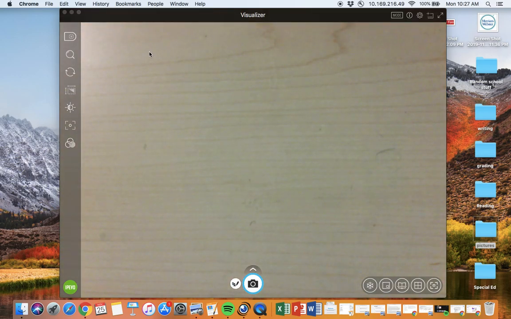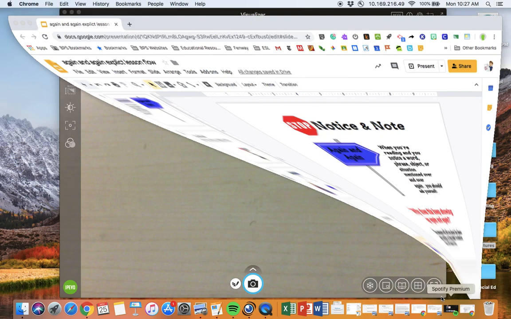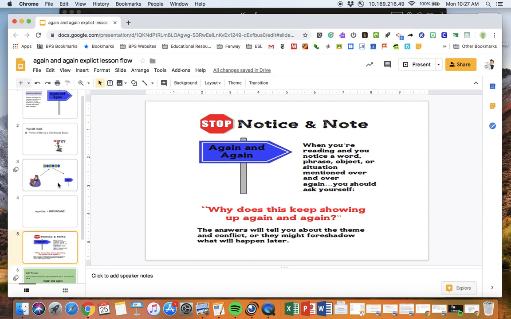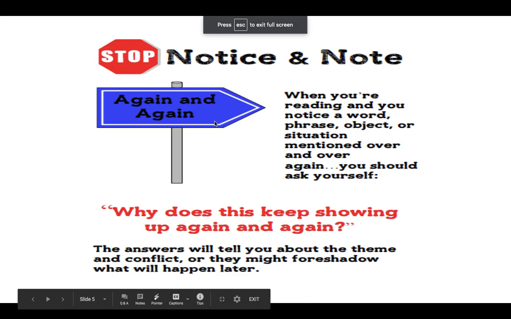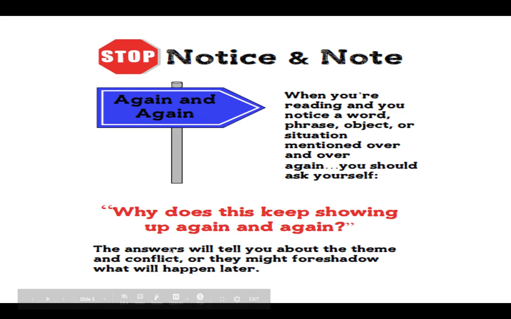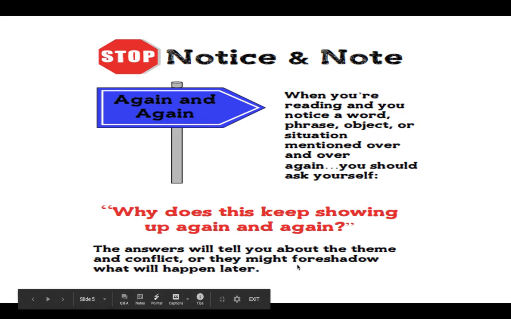Did you come up with any new information about Charlie? Did you figure out anything about his character by asking that? Hopefully. Because remember, when we notice patterns and we ask ourselves this question, we could find out some information about the theme, the conflict, or even help us foreshadow what happens later in the book.